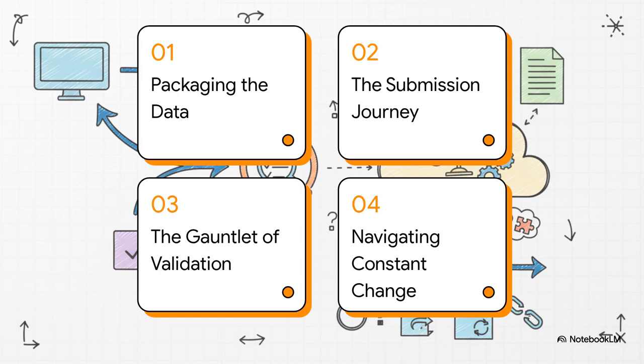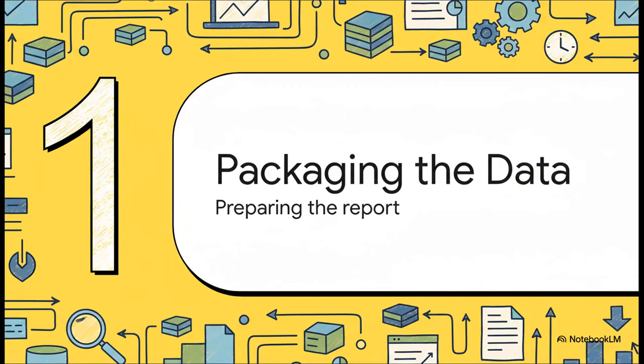All right, so here's our roadmap for this explainer. We're going to follow a report through its entire life cycle. First up, we'll look at how the data gets packaged. Then, we'll track its journey to the repository. After that, it faces what I like to call the gauntlet of validation. And finally, we'll tackle the constant challenge of keeping up with change. Okay, let's dive in. Our journey kicks off with packaging.